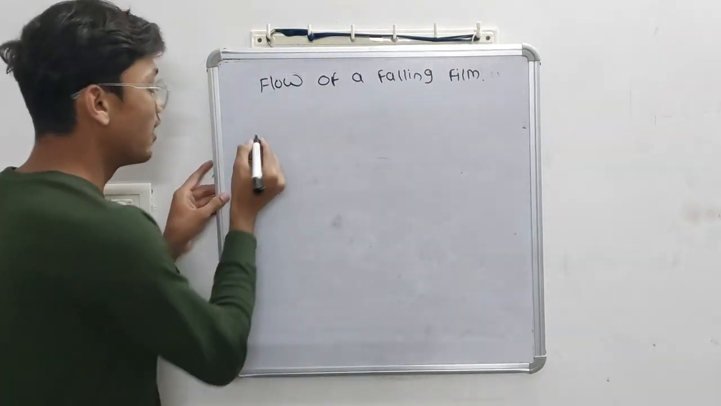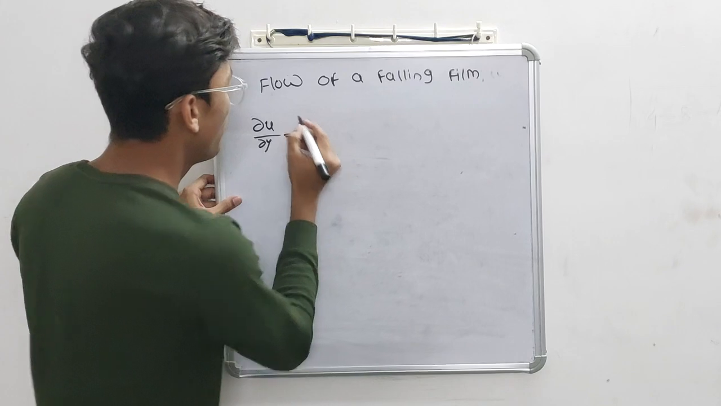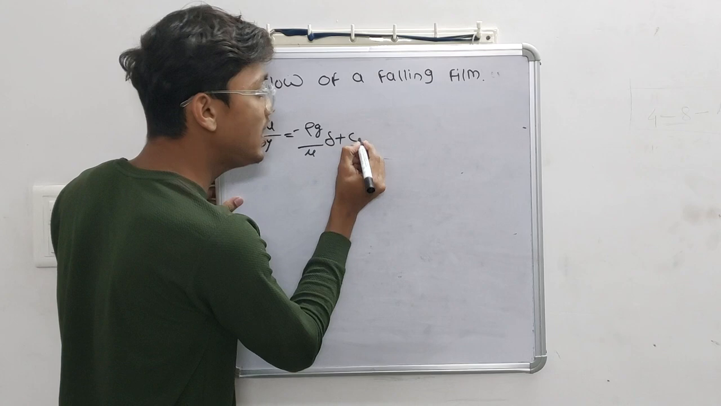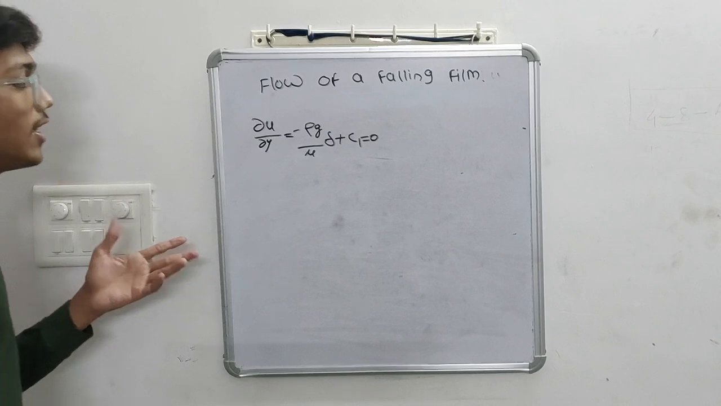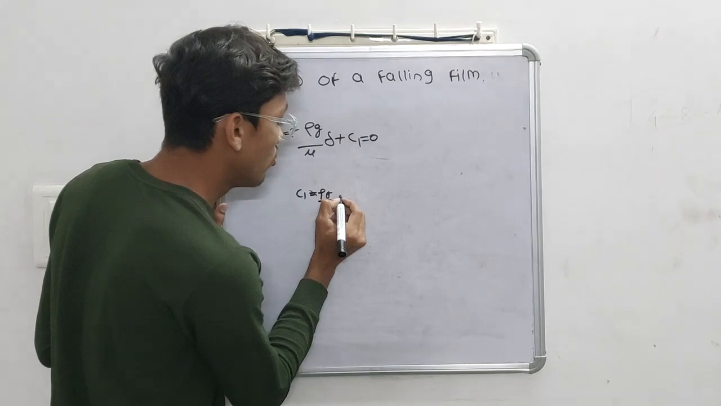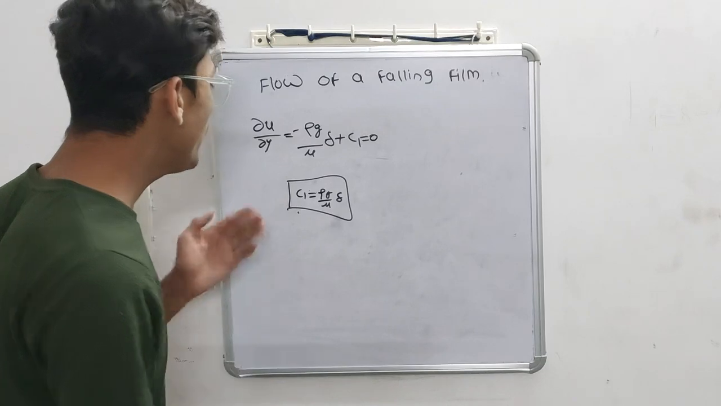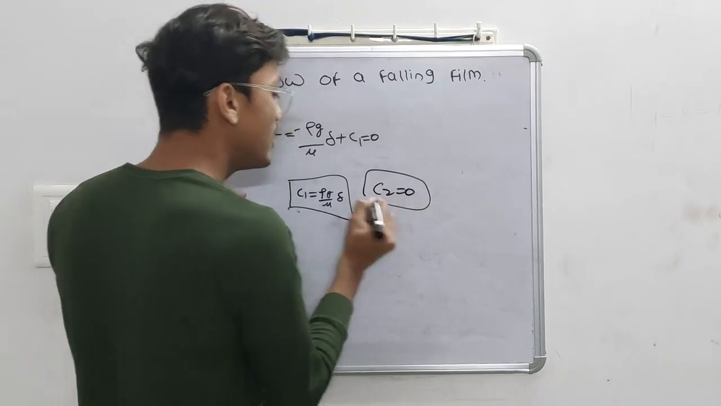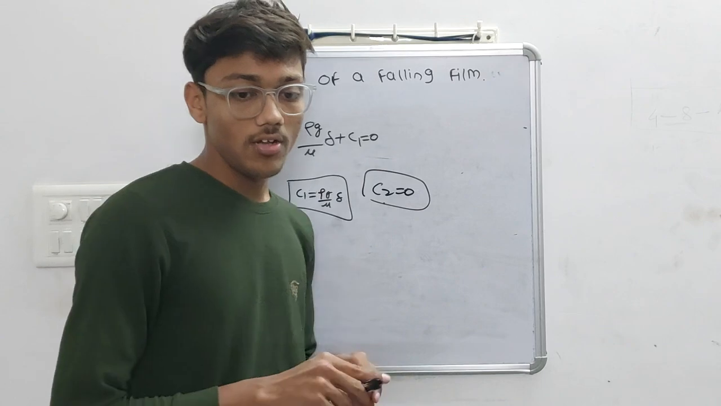So we get du by dy equals minus rho g by mu y plus c1, which equals 0 at y equals delta. From this equation we get the value of c1 equals rho g delta by mu. So we get c1 from this equation and c2 is 0. This c1 and c2 are useful for our velocity profile.